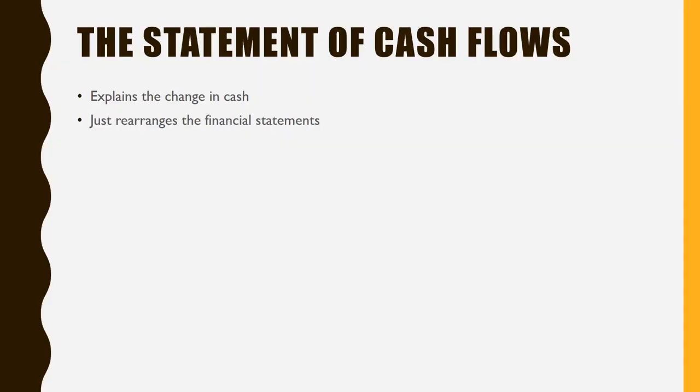The good news is the statement of cash flows isn't anything new. We don't do any journal entries in this chapter. We don't do adjusting journal entries. You take the same general ledger you had before, and all we do is rearrange the numbers from the financial statements to explain the change in cash. It's a pretty simple idea.